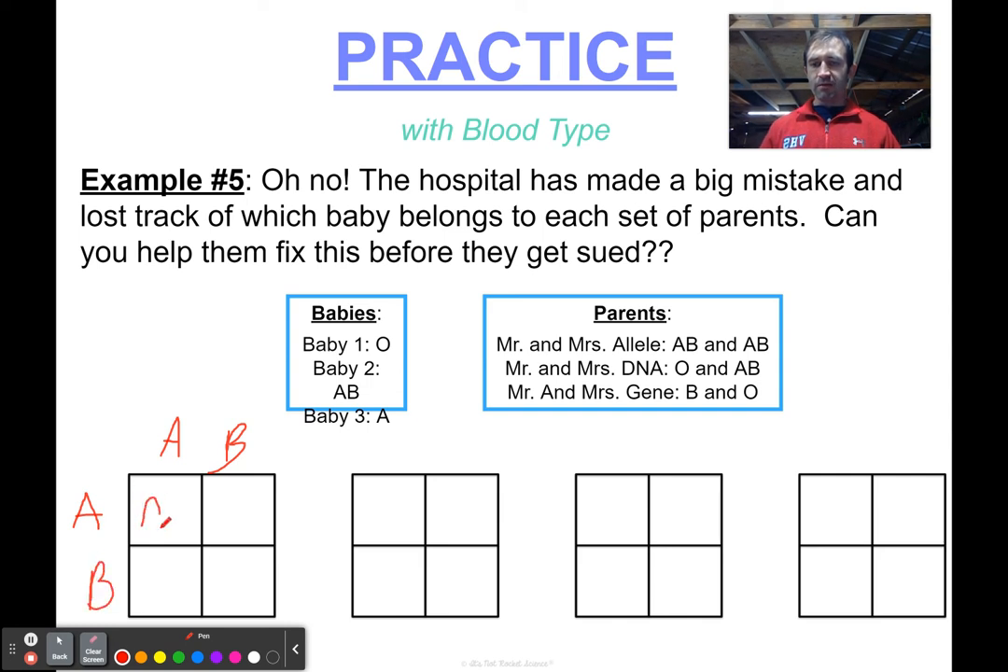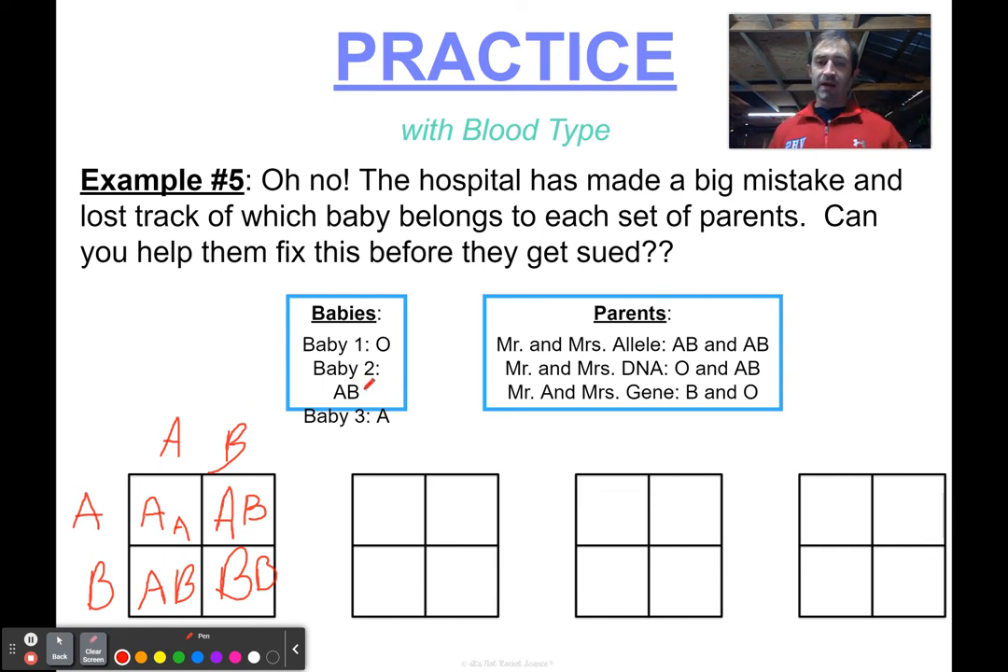They could have a baby that's AA, excuse me. They could have a baby that's AB, or a BB.